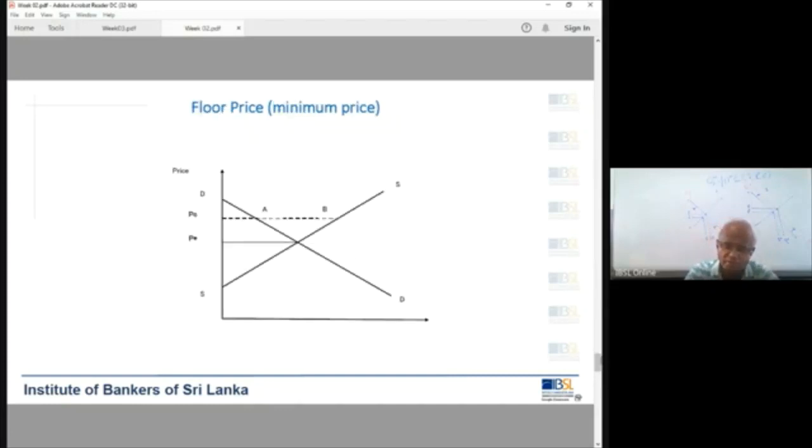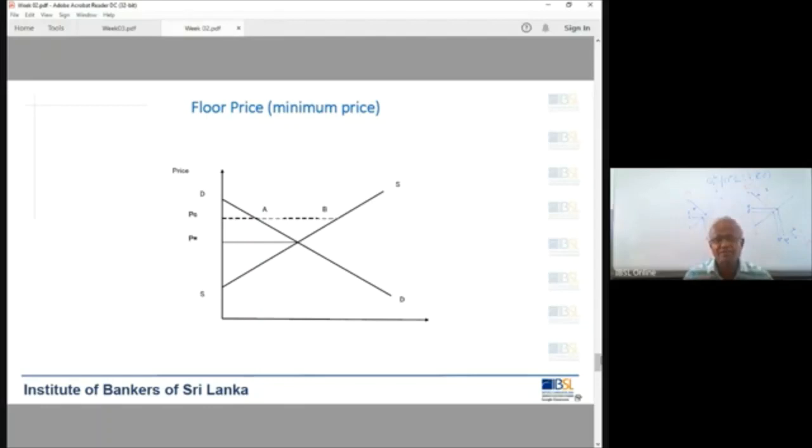Now we go to the minimum price, the floor price. Minimum price is what? Minimum price is imposed above the equilibrium price. What is the thinking of the government? The government thinks, if you let market forces determine the price of paddy, during the harvesting period it will be very low. Also to protect farmers, protect suppliers. Maximum price is to protect consumers.